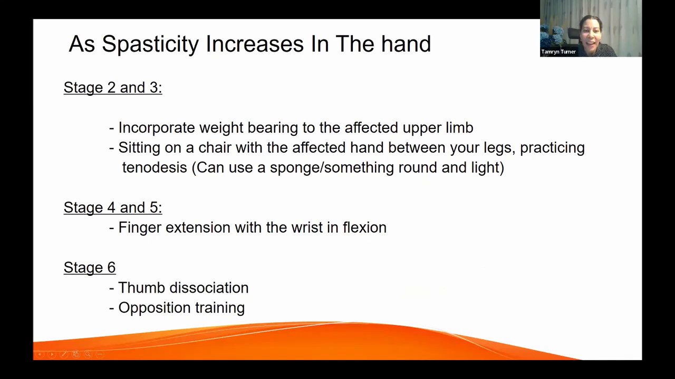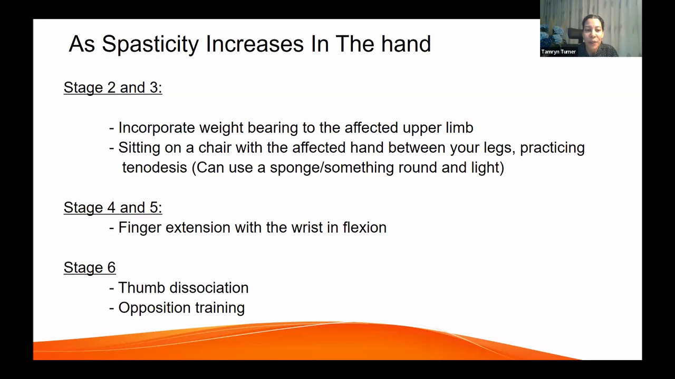Here we go. So now, as our spasticity increases in the hand, as we move to stage 2 and stage 3 of Brunnstrom, you can start to incorporate weight bearing of the affected upper limb. Another practical technique is to ask your patient to sit on a chair with the affected hand between their legs, and you can start to practice tenodesis. Sometimes I use a sponge or something light. I'll also show you a video of that coming up.